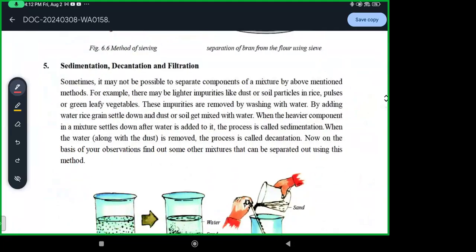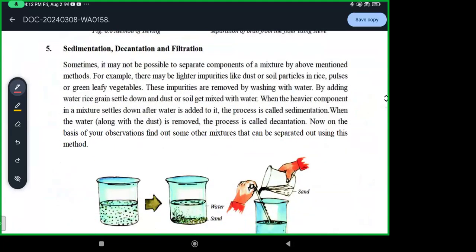Then we have the next method, that is sedimentation, decantation, and filtration. Sometimes it may not be possible to separate components of a mixture by the above mentioned methods. Just give this a read for 1 minute.